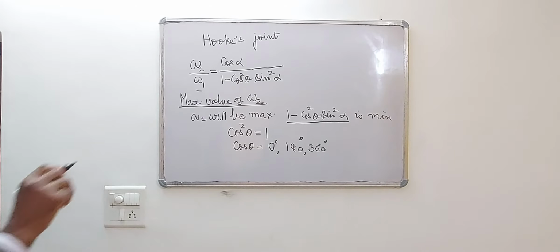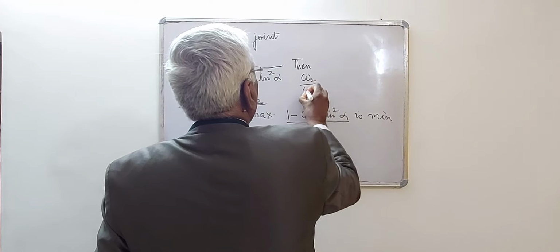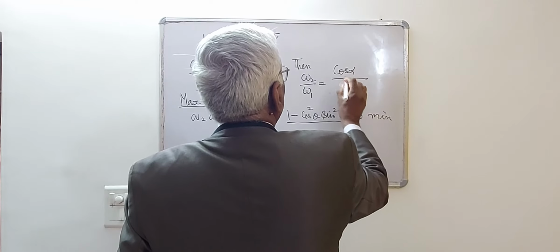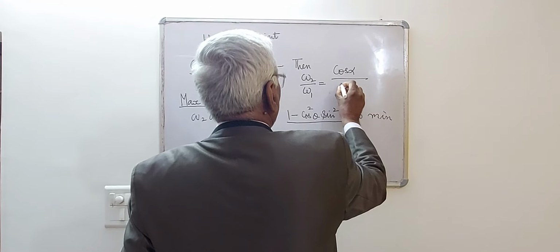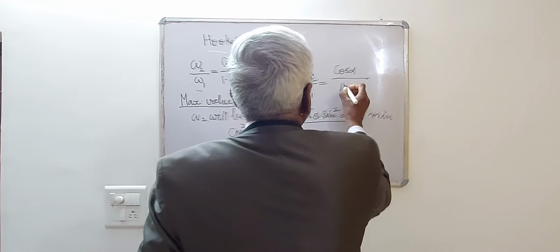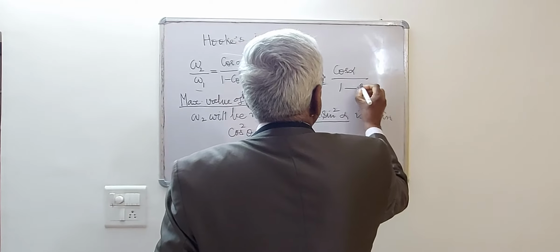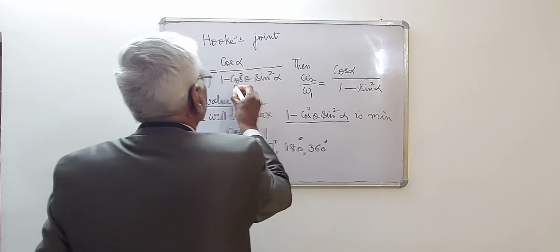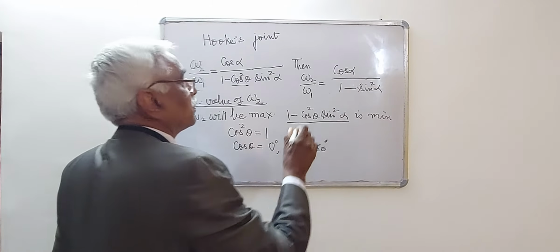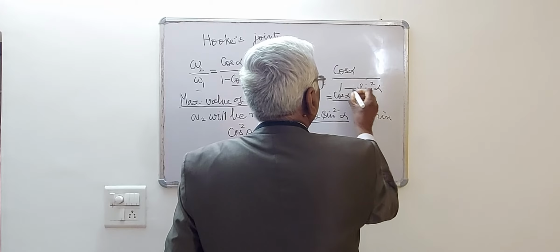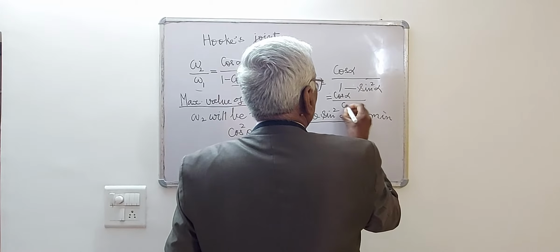Then omega 2 by omega 1 can be written as cos alpha divided by 1 minus sin square alpha, because when cos square theta is 1, it will be 1 minus sin square alpha. And it can be written as cos alpha divided by 1 minus sin square alpha, which is equal to cos alpha divided by cos square alpha.